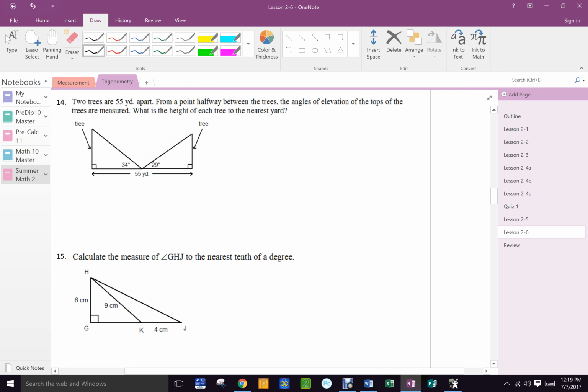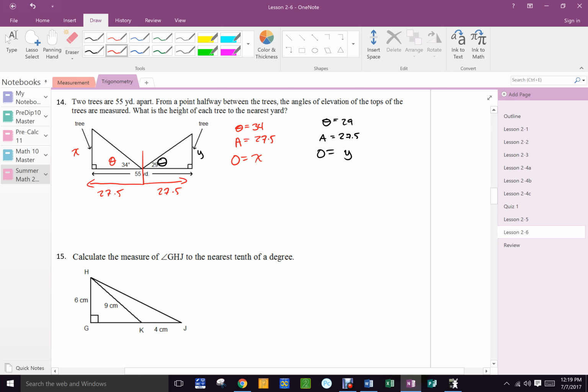All right, so these trees are 55 yards apart. If they're 55 yards apart, then how far is that? 27.5. And how far is that? 27.5. So I now have two triangles. One of them, red theta, equals 34. Adjacent equals 27.5, and opposite is what I need. The other one, black theta, equals 29. Its adjacent is 27.5, and its opposite is what I need. I need the height of each tree.